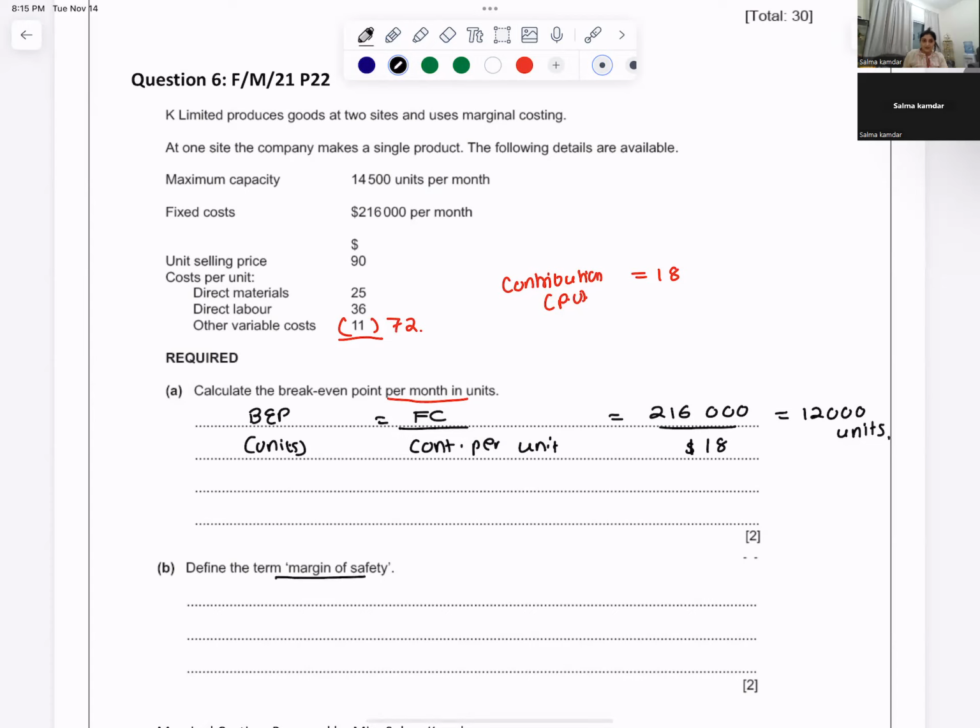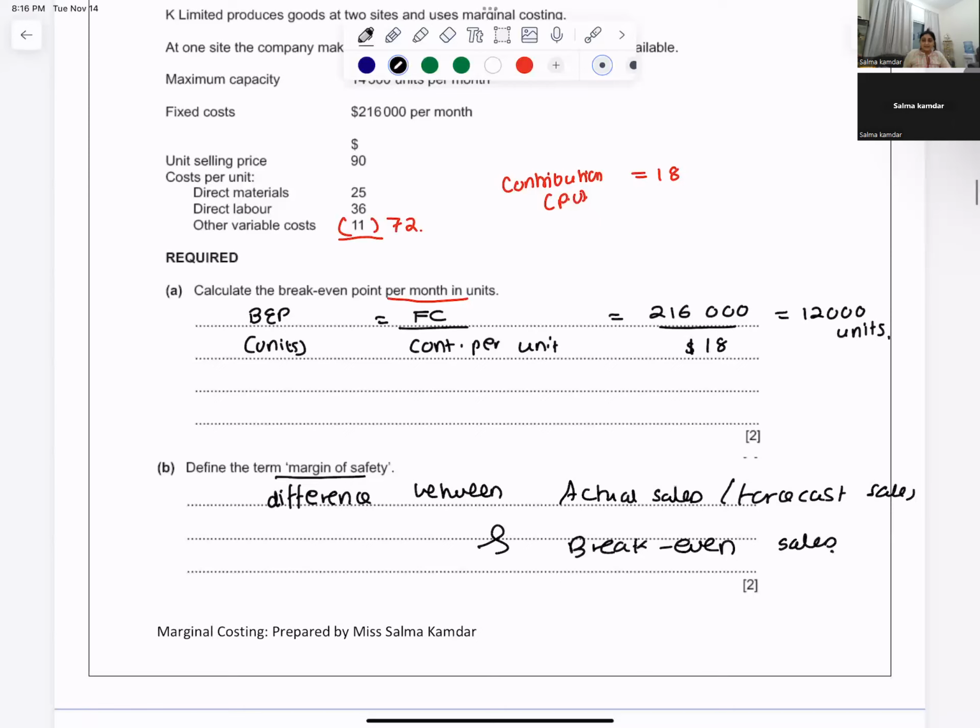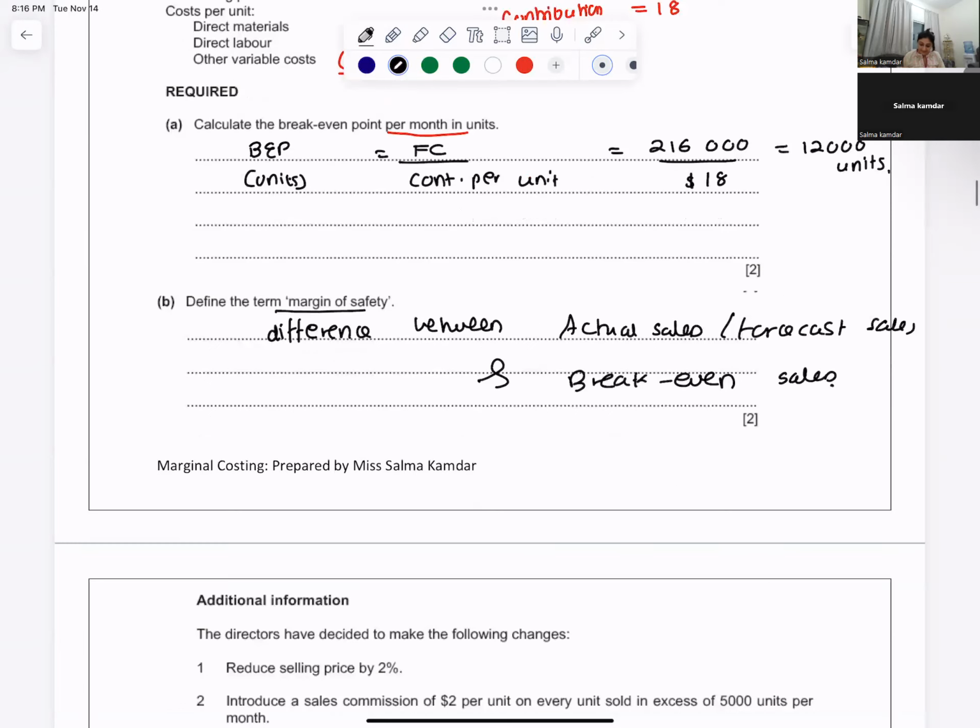Define the term margin of safety. So if I talk about margin of safety, what is it? It is a difference between actual or forecast sales and break-even sales. That means the extra unit that you sell over and above the break-even point is called the margin of safety. So it is a difference between actual sales and break-even sales.